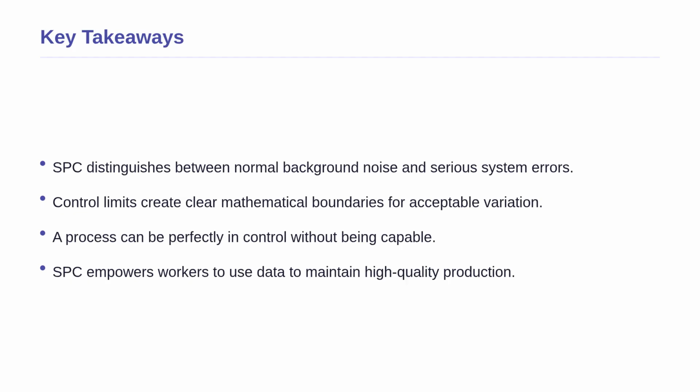We have covered a lot of ground today, so let us review the most important ideas. First, statistical process control is a powerful mathematical tool used to monitor process behavior and distinguish between normal background noise and serious system errors. Second, by calculating control limits based on historical data, we create clear mathematical boundaries for acceptable variation. Finally, always remember that a process can be perfectly in control without being capable of meeting customer needs.